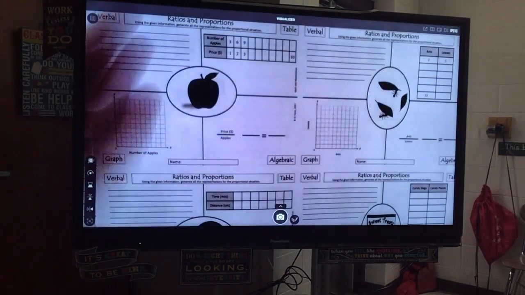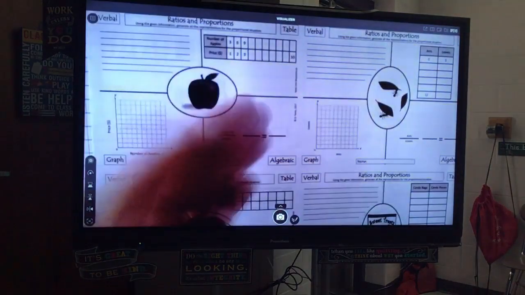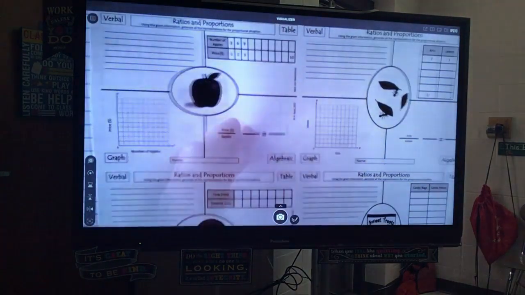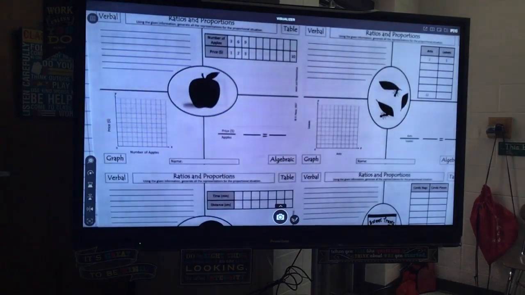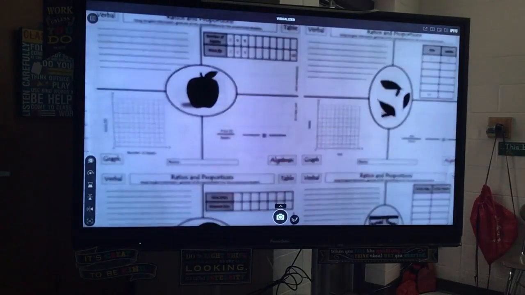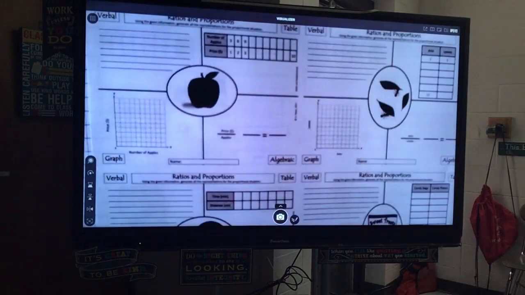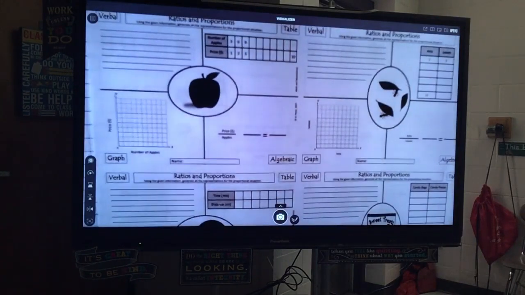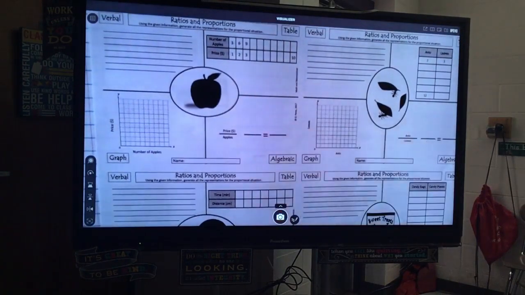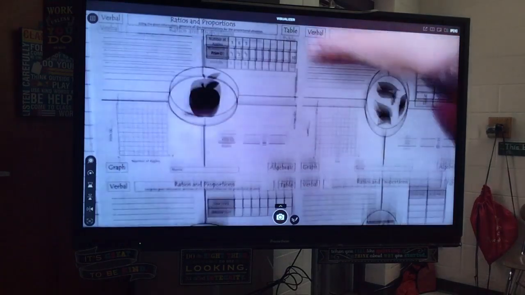Obviously, word problem, table, graph, ratio or proportional relationship, or if you just want to call it equal ratios, equivalent ratio, I don't really care, but that has to be done as well. Now, slide down to the bottom two.